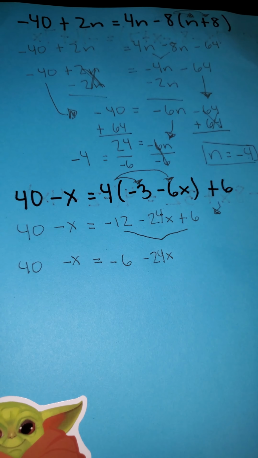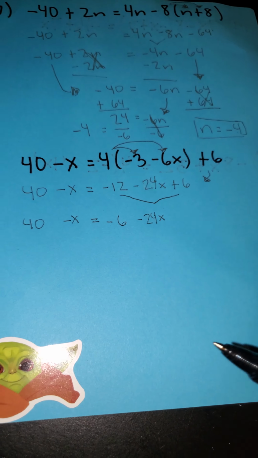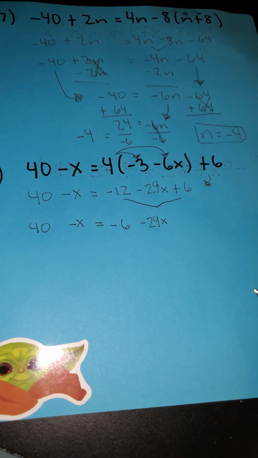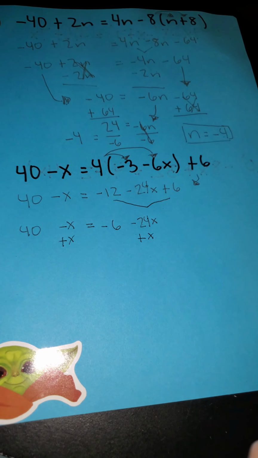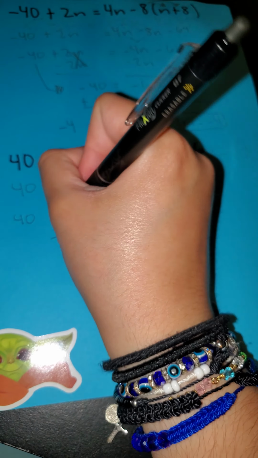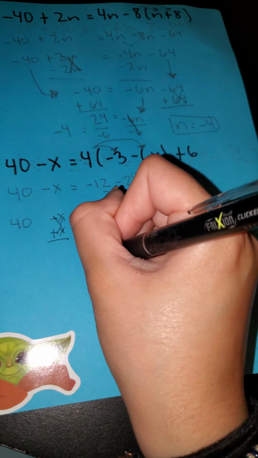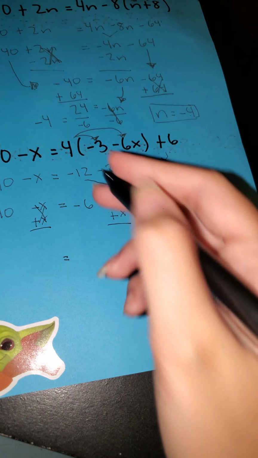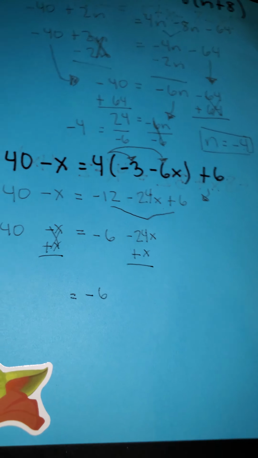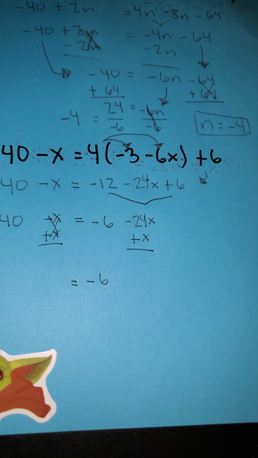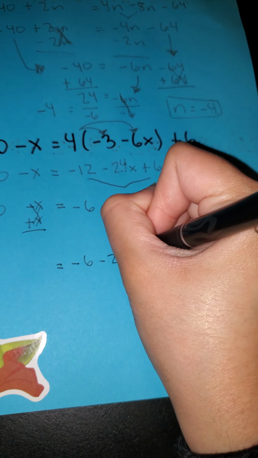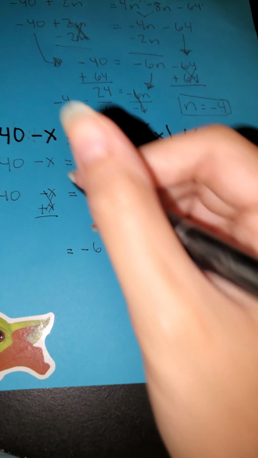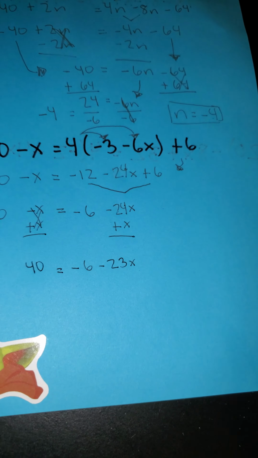So now remember, we want to have the x by itself on one side. So what I'm going to do is add this x to that side. That cancels out. On this side, I will be left with negative 6. Negative 24x plus x is going to give me negative 23x. And we just drop this 40 down on this side.